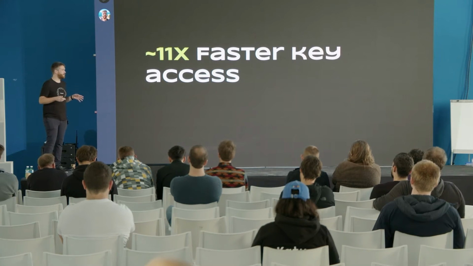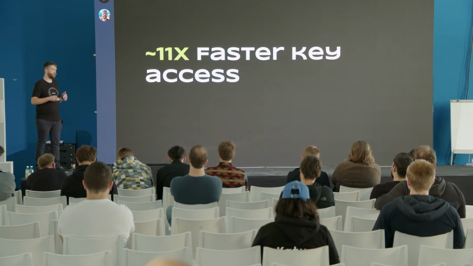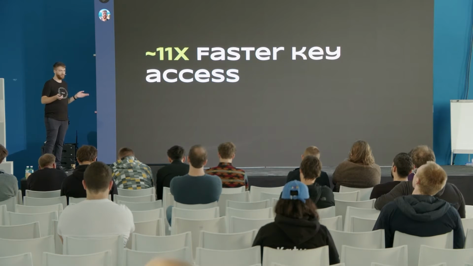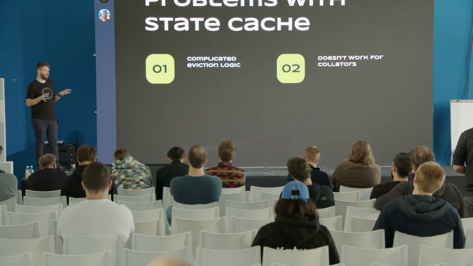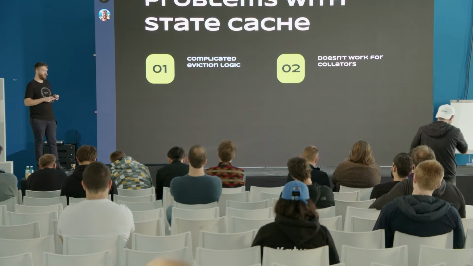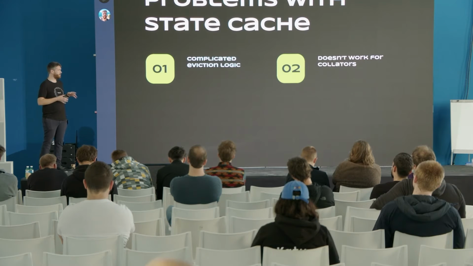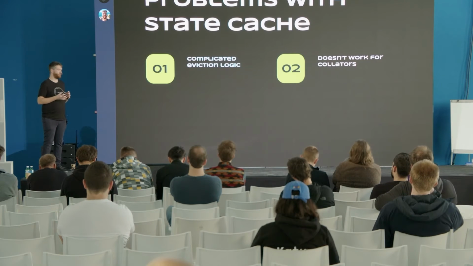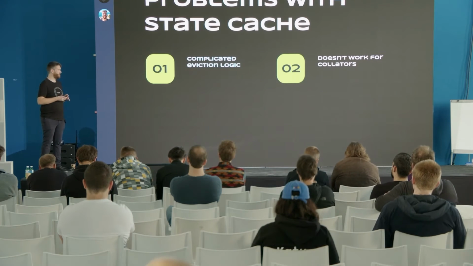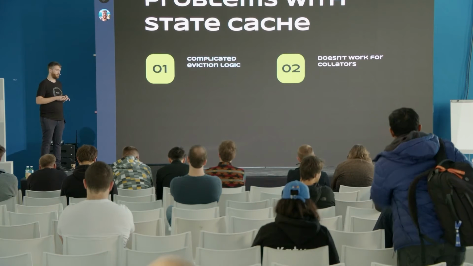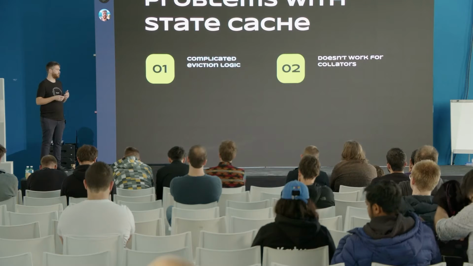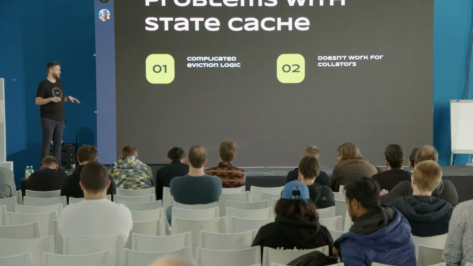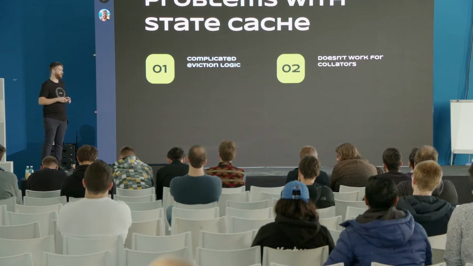But now you may be asking, when we already had a cache, why do we need some kind of new cache? What's the problem with this? The point is, there were two main problems with this cache. First, the eviction logic was really complicated, and the second problem was that it wasn't working for collators. That means for collators, you needed to go every time, no caching at all, to the database when building a block.